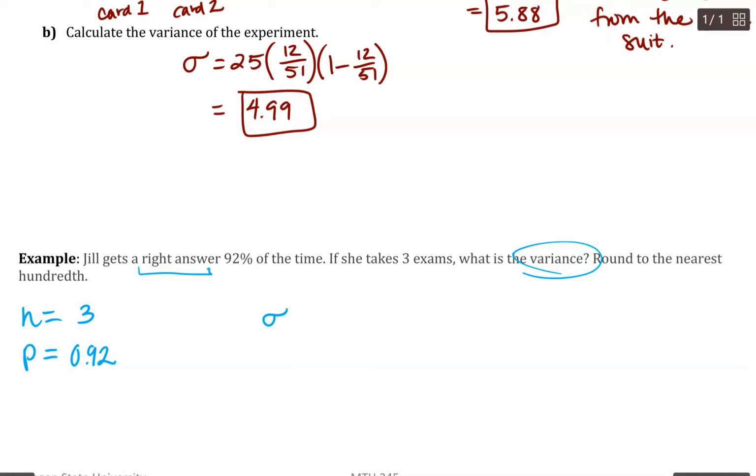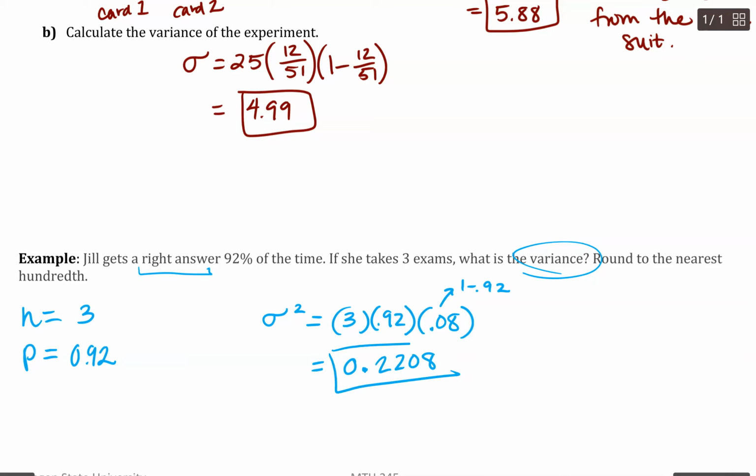And then the variance, sigma squared, is equal to n times p times 1 minus p. So 3 times 0.92 times 0.08, or 1 minus 0.92. And when we multiply all these together, we get, rounding, 0.2208 is the variance. And the variance is just a measure of spread, or how spread out numbers are from the mean or from the expected value.